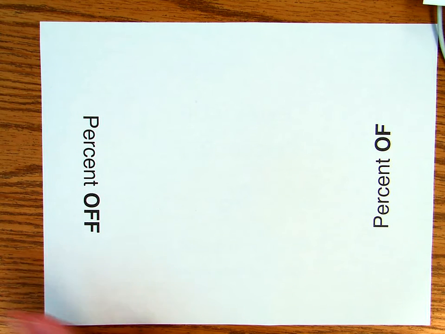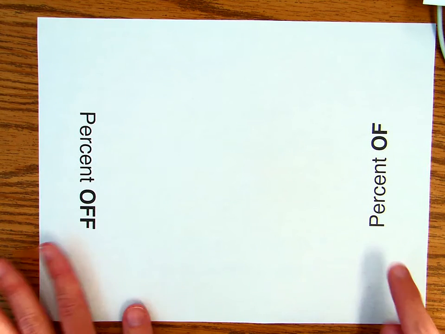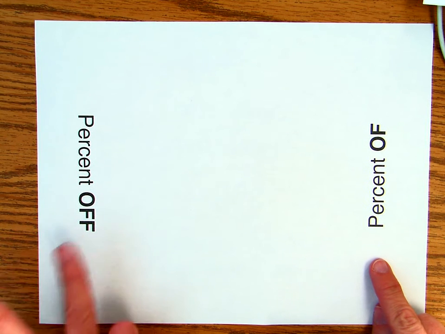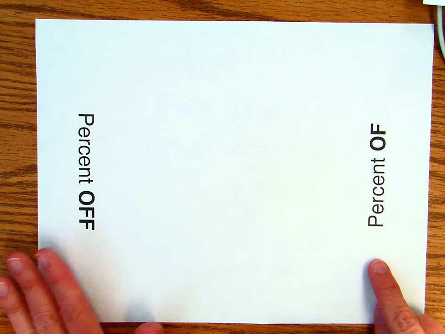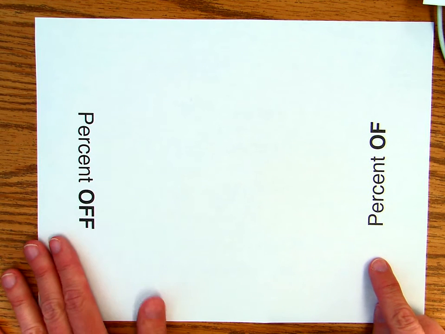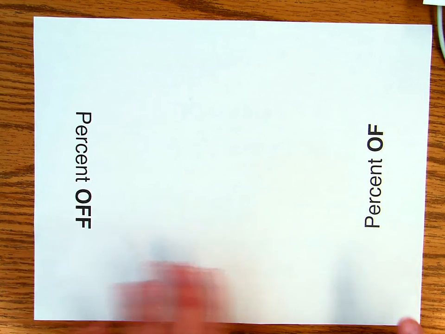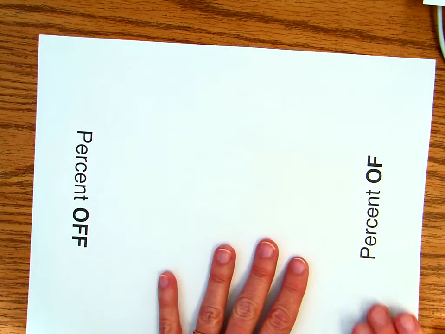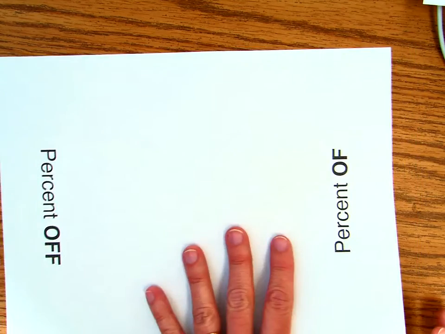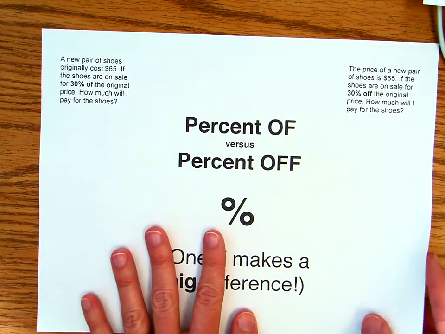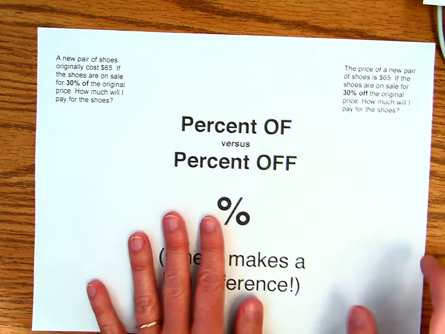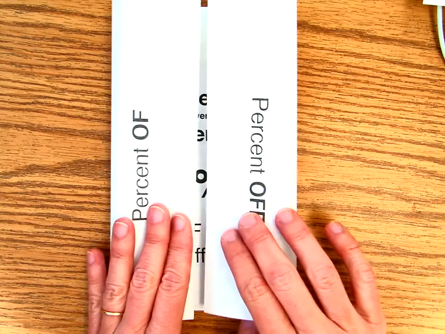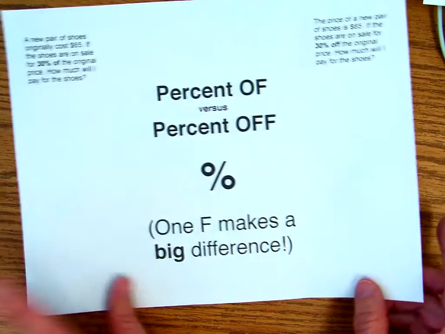This video is to explain how to take notes for the percent of, percent off foldable. So if you have the foldable from me, then you'll have both sides printed. If you have had to download this off of Canvas, then you probably just have this side, but that's okay because you can fill in this other information when you're finished.